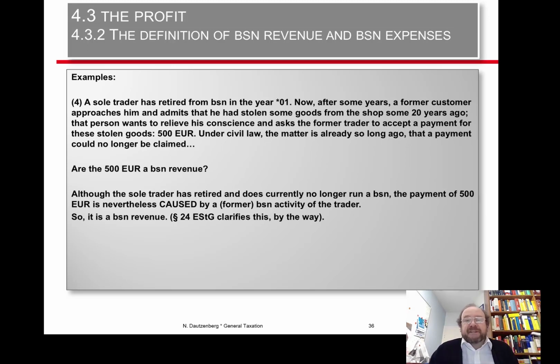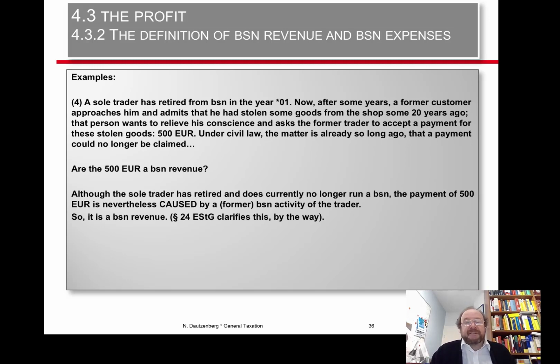Well, now a question. Are these 500 euros business revenue, although our sole trader has long ago cancelled his business? And the answer is, not surprisingly, again answered by our test. Is that payment caused by business? Is there a cause which is related to the former business activity? And the answer is yes. Our sole trader had goods in stock. They would have normally been sold. Now they have been stolen.